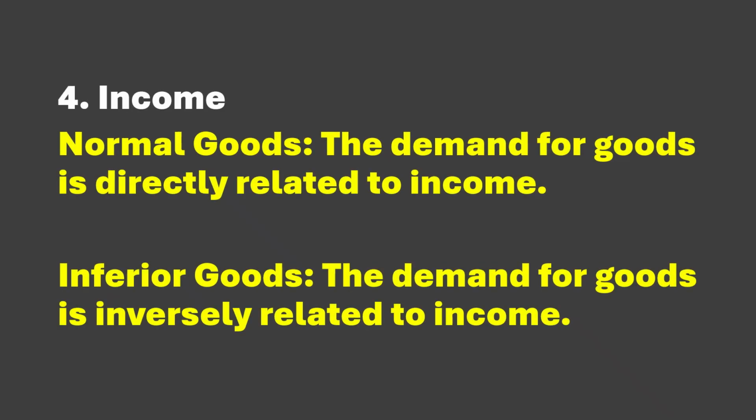The fourth shifter is income. When people's income increases, they can afford to buy more, especially of normal goods like movie outings, smartphones, or restaurant meals. But for inferior goods, like instant noodles or bus rides, demand may actually decrease as income rises. So income affects demand depending on the type of good.